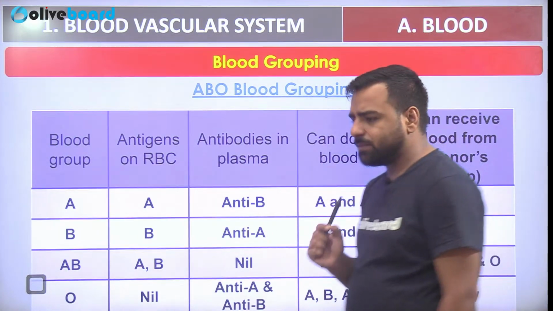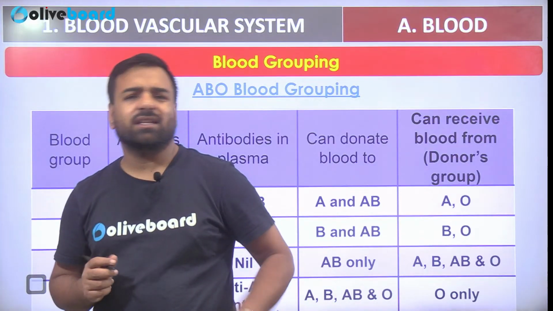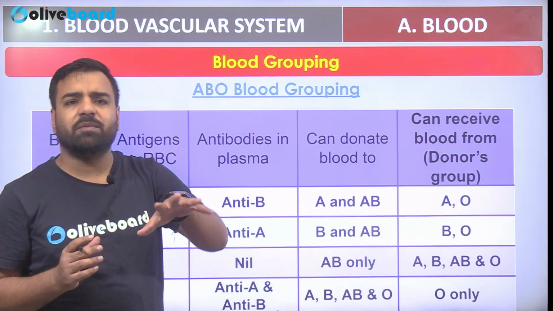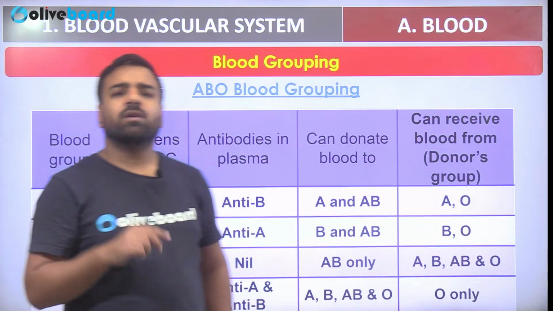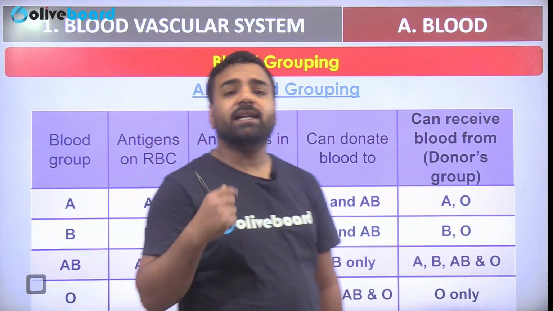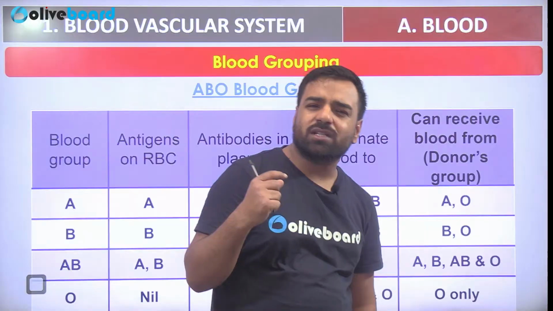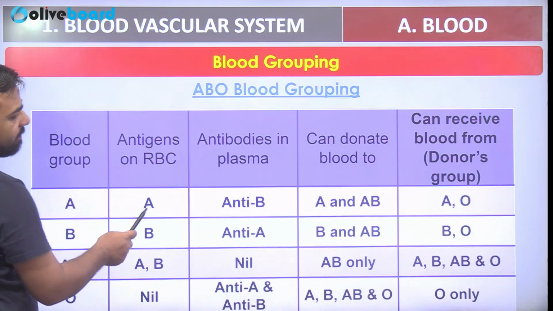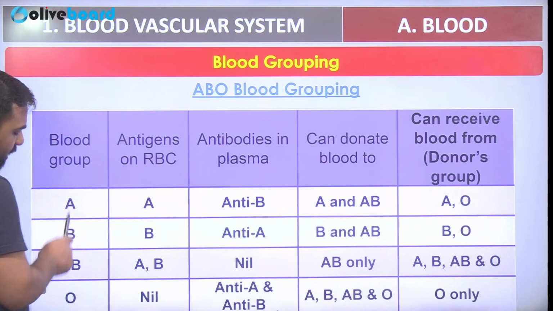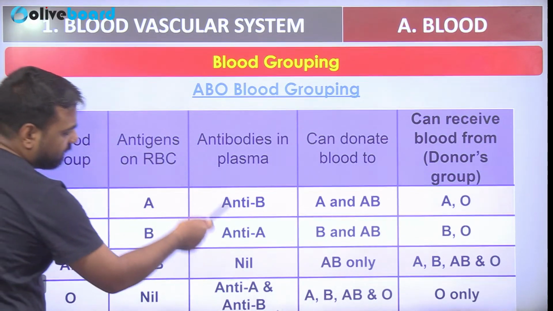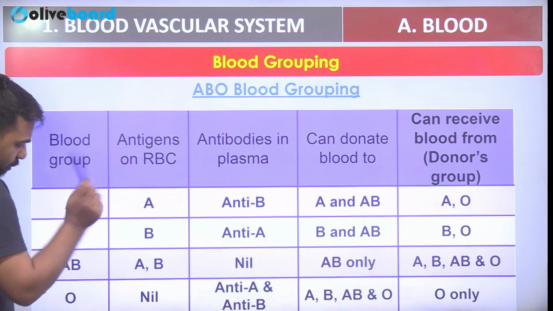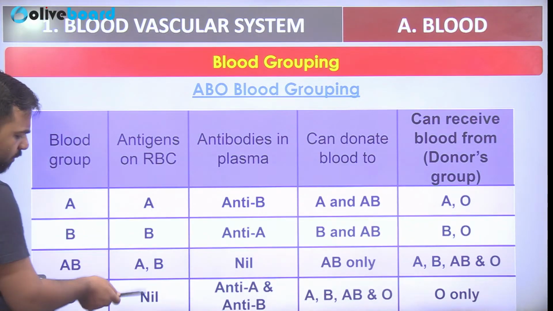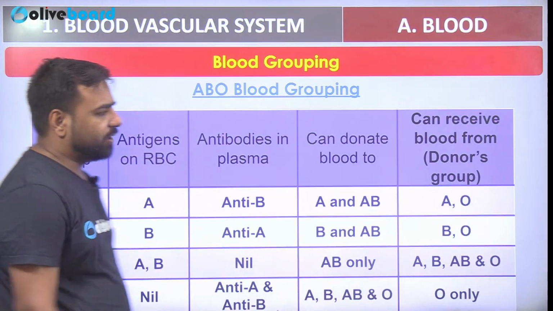Now, always remember the antigens and antibodies are basically proteins, right? Either it will be A or it will be B. There is no other option. If there is blood group A, the antigen is A only, but antibodies are just the opposite. So blood group A will have antigen A but antibody B. Blood group B will have antigen B but antibody A. AB will have both antigens but no antibodies. O will have no antigen but both the antibodies.